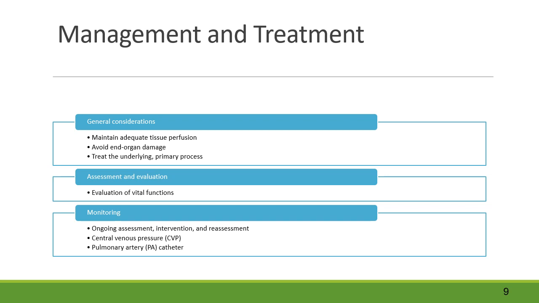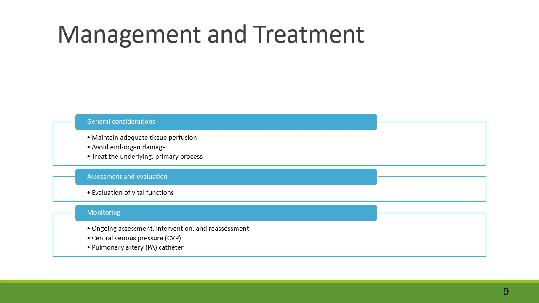Management and treatment of shock. Some general considerations. The overall goals of treatment of shock are to maintain adequate tissue perfusion, avoid end organ damage, and treat whatever the underlying primary process is. Therapeutic strategies should enhance delivery of oxygen and nutrients to the tissue, reduce oxygen demand, and correct metabolic abnormalities.